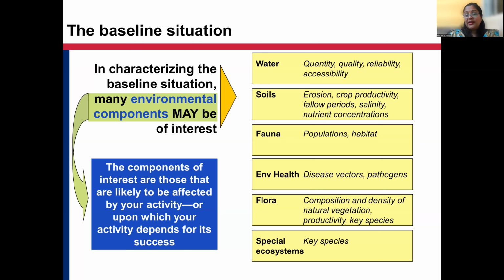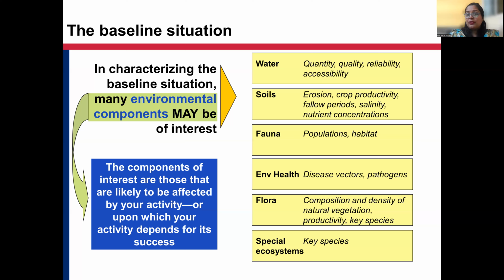So the next component is environmental health. When we speak about environmental health, it is the disease vectors or the pathogens which need to be taken into consideration. Next, flora, consisting of the natural vegetation, the different key species, and the productivity and growth. All these are also required to maintain the ecological balance and sustain the ecological chain, the food chain of the ecosystem and other special ecosystems.